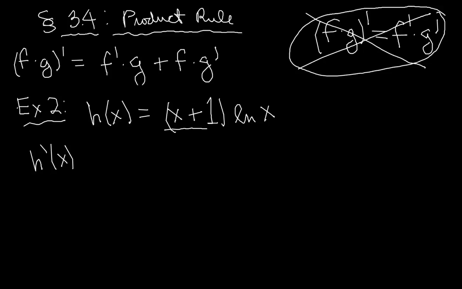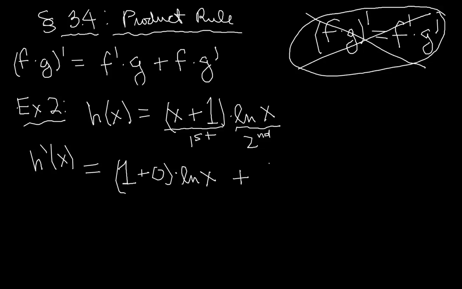Here I can identify it easily as a product of functions. I'm going to make this one my first one, and this one my second. Okay, so h prime is going to be derivative of the first, that's just 1 plus 0, times the second, plus the first, times derivative of the second, but derivative of natural log is just 1 over x.